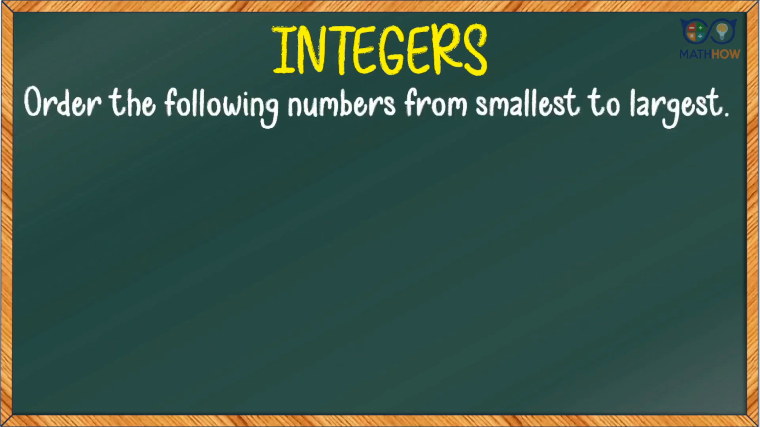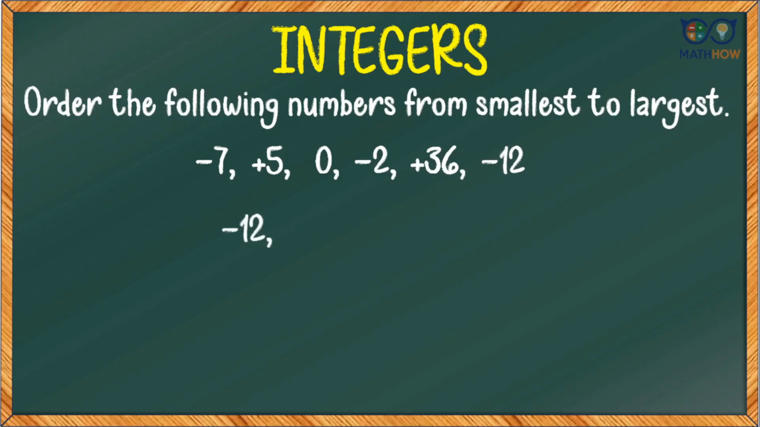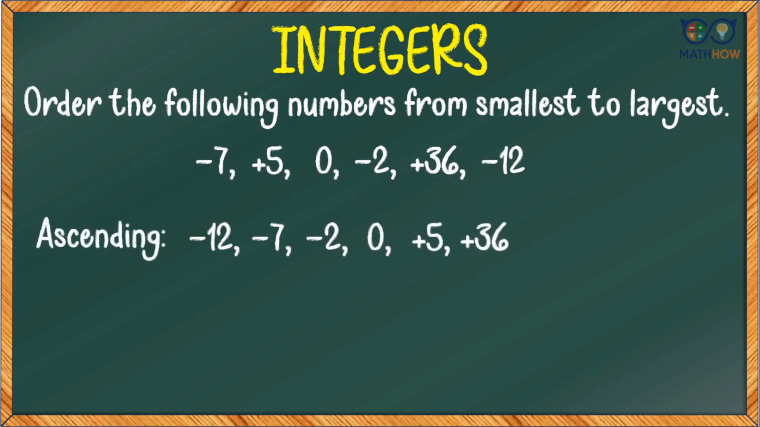Let's try to order these numbers from smallest to largest. First, find the smallest number. The smallest number will be a negative number with larger absolute value. Here, negative 12. Then think about moving from negative 12 on a number line from left to right. What number from negative 12 will you reach? That is negative 7, and after that, negative 2. Similarly, the remaining numbers will be ordered as follows.